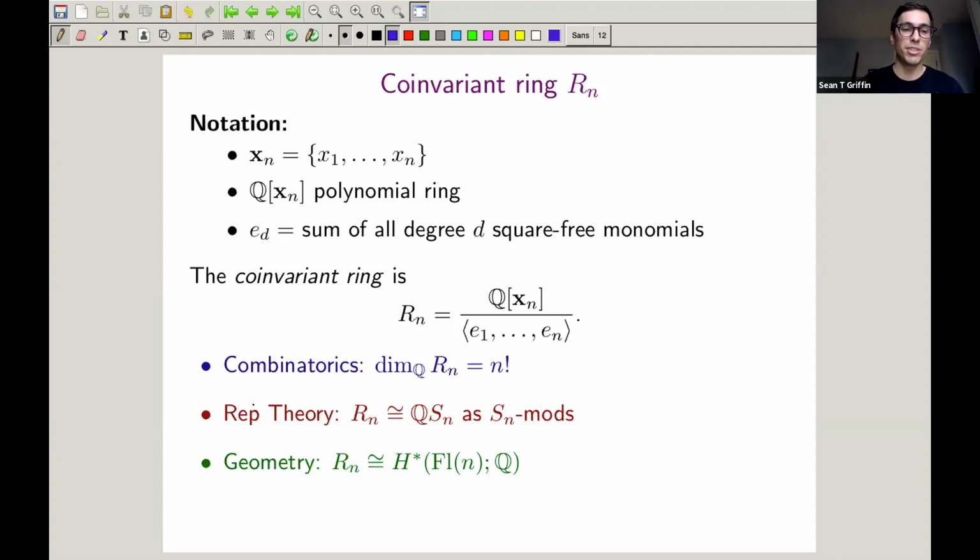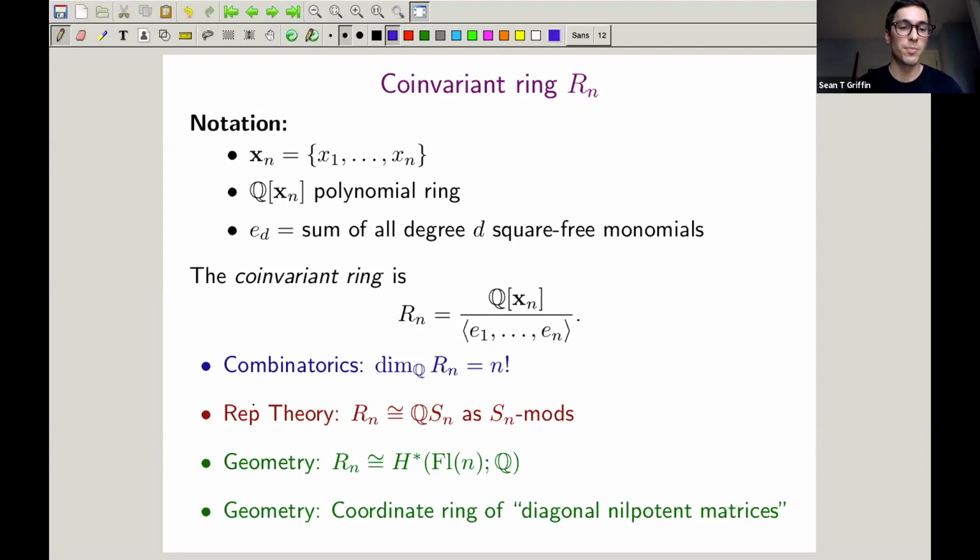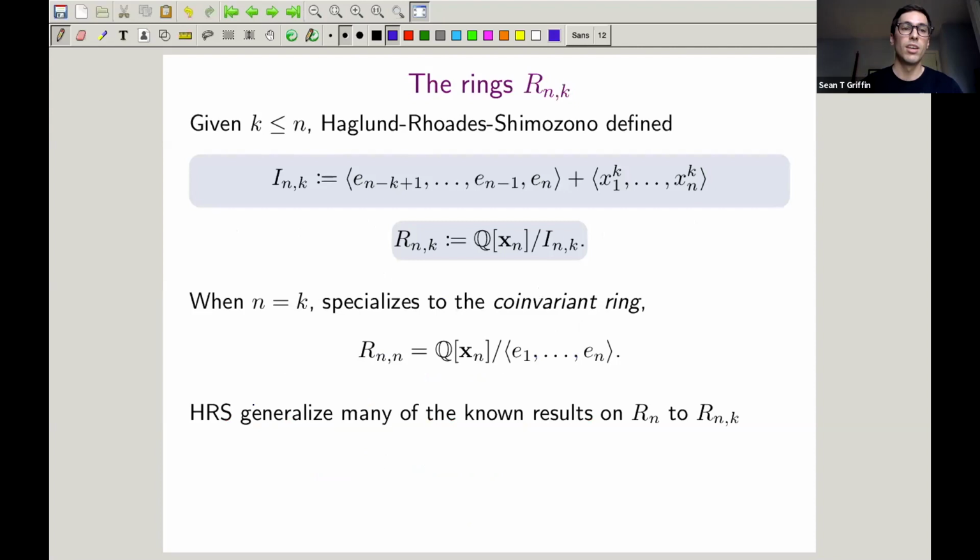There's one more geometric connection I'd like to point out, which is that Rn is also isomorphic to the coordinate ring of the scheme of diagonal nilpotent matrices. That'll come up at the end of the talk. Maybe a little bit less well known though, Haglund, Rhoades, and Shimozono generalized this by taking two parameters, k less than or equal to n, and they defined the following ideal, Ink, where they take the top k degree elementary symmetric polynomials and also the kth variable powers. And they define Rnk to be the corresponding quotient ring.